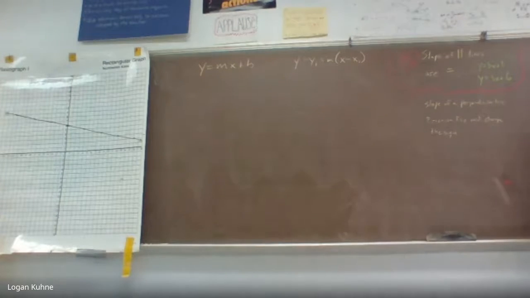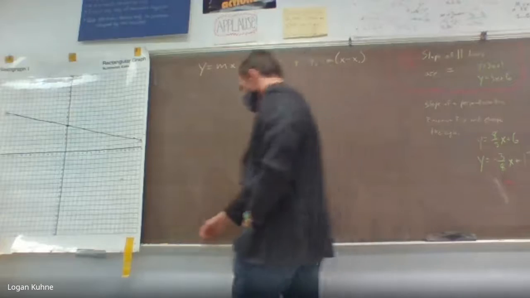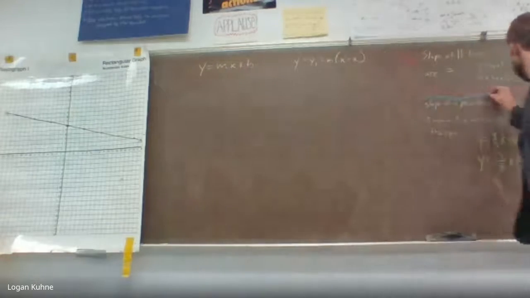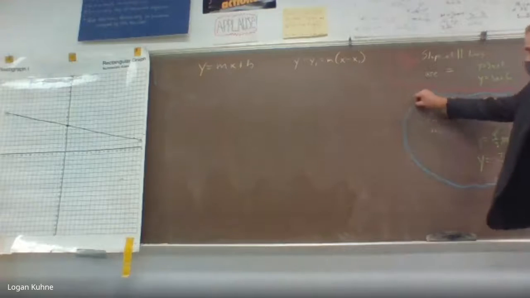Slope of a perpendicular line: fraction flip and change the sign. If the line has a slope of 8/3, then a perpendicular line would have a slope of -3/8. So if I had y equals 8/3 x plus 6, the perpendicular one would be y equals -3/8 x plus whatever, let's call it 17. That number doesn't matter. So that's what we learned the other day.